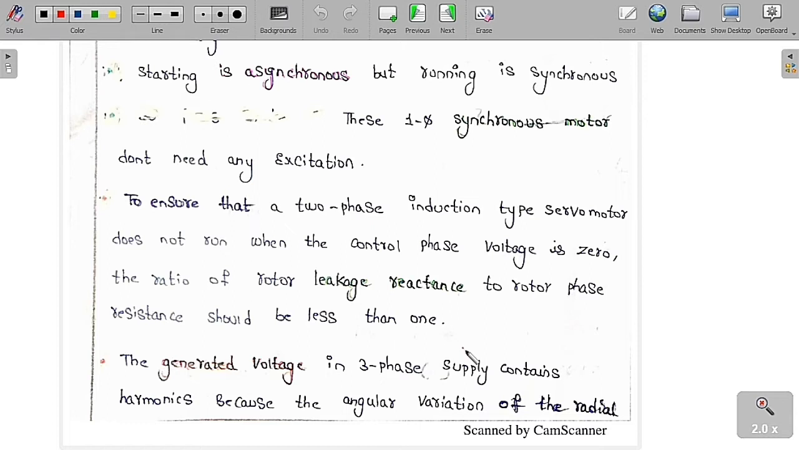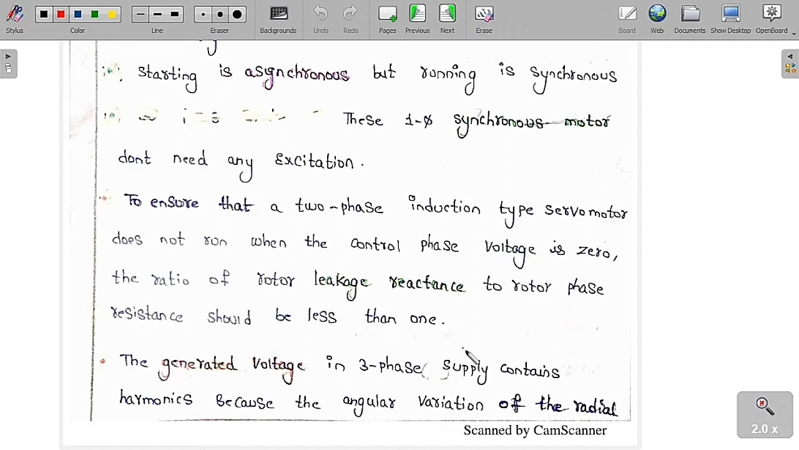Because a servo motor has two windings, one called the control winding and the other, basically there are two windings present. So whenever the control phase voltage is equal to 0, ideally the rotor should stop. This is going to stop only whenever X by R is less than 1. So this is the important point. Whenever the control phase voltage is equal to 0, the rotor should not rotate, because the condition is X by R less than 1, we can ensure that whenever the control voltage is equal to 0, the rotor will never rotate.